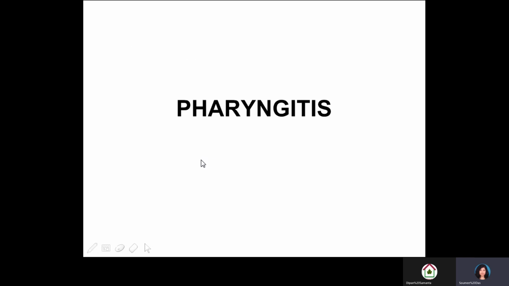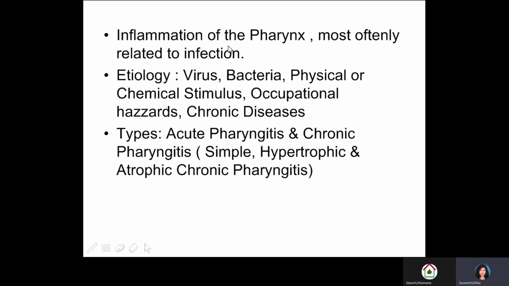Now we will study some important points about pharyngitis. As the name suggests, pharyngitis is an inflammation of the pharynx. This might result from an infection or from some other stress on the vocal area. So the inflammation of the pharynx, most often related to infection, is known as pharyngitis.